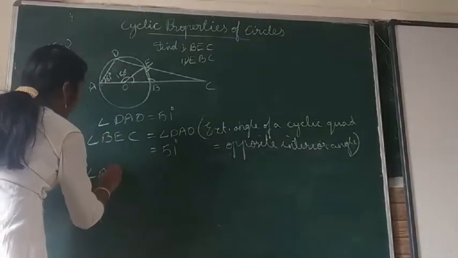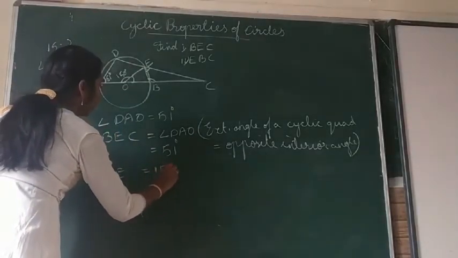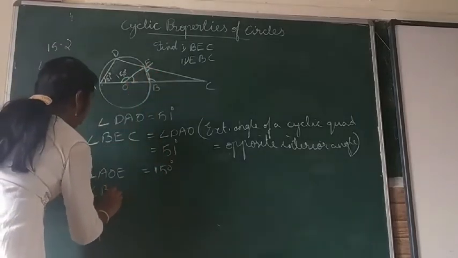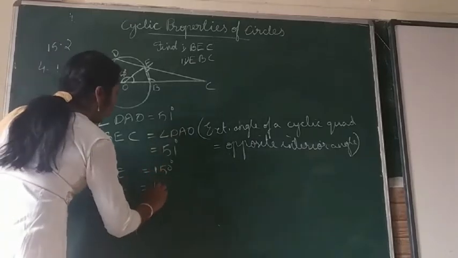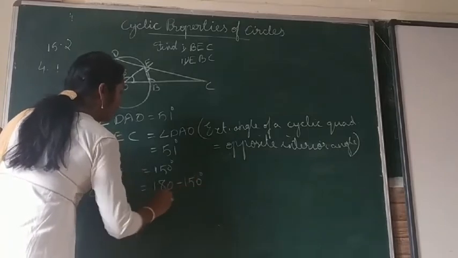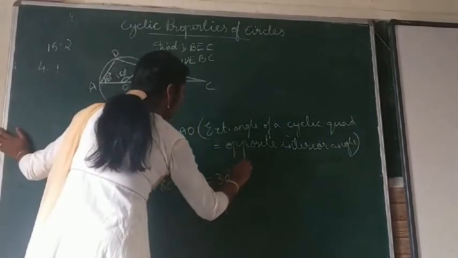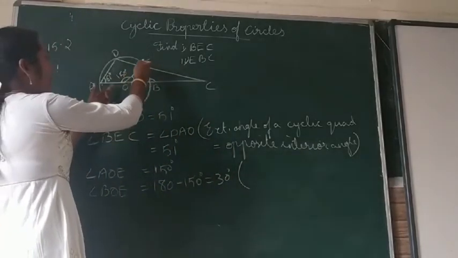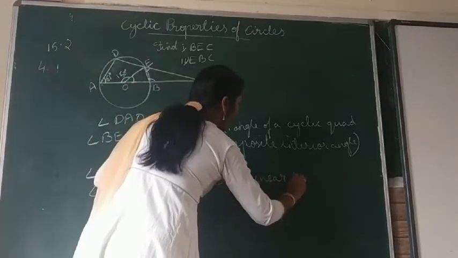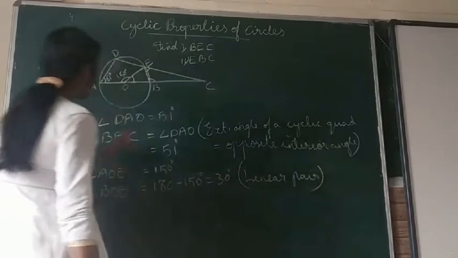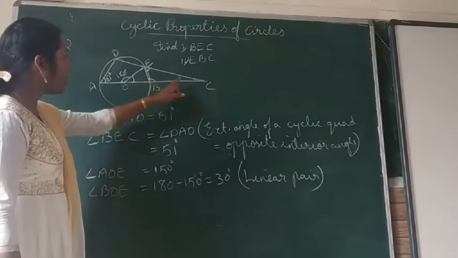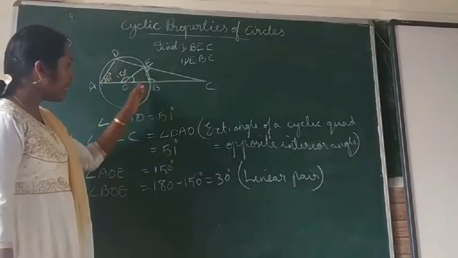Angle AOE is equal to 150 degrees. Therefore, angle DOE we can find out. Angle DOE is equal to 180 minus 150, which is equal to 30 degrees. The reason is angle AOE and angle DOE are a linear pair. So angle BOE is 30 degrees. Now we have to find out angle EBC. If we get angle OBE, we can easily get angle EBC.